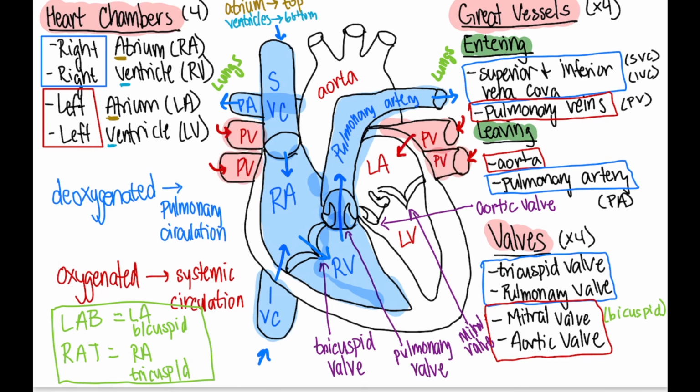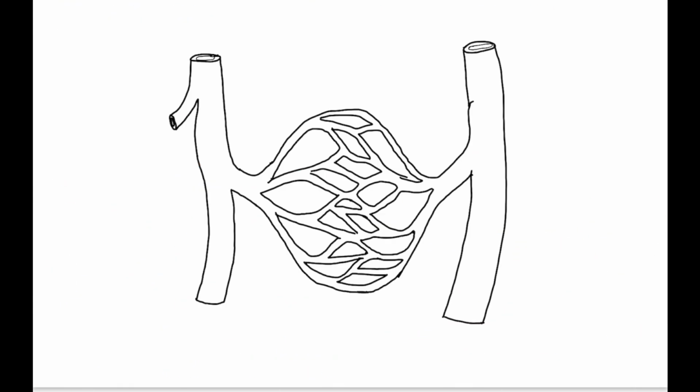So then after that, the pulmonary veins will send that oxygenated blood to the left atrium, which will then go through the mitral/bicuspid valve to go to the left ventricle. And then it will go through the aortic valve to go to the aorta, and from the aorta, that oxygenated blood will go to the body to deliver oxygen to the tissues, and the process will happen over and over again. So now let's talk about arteries and veins.